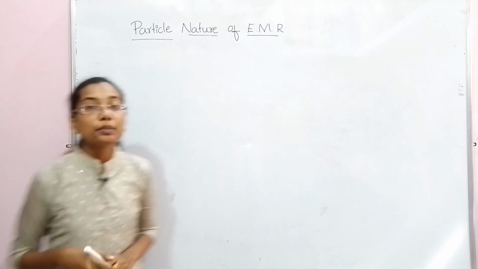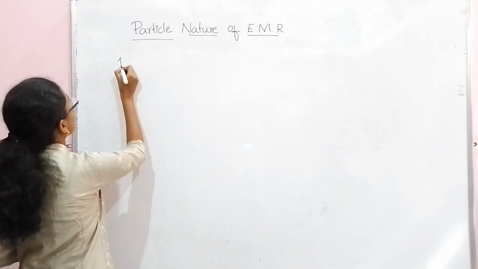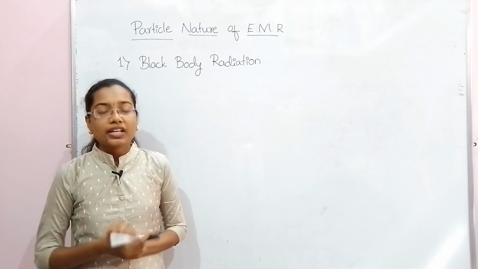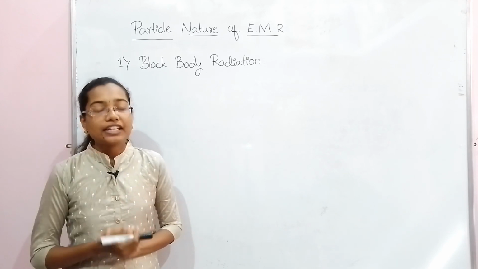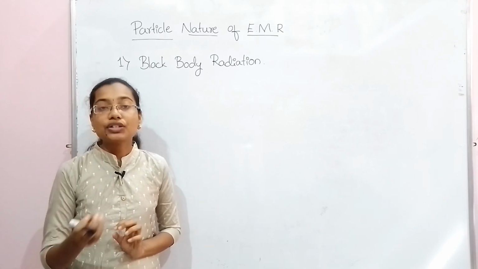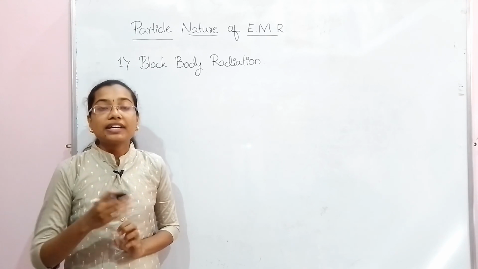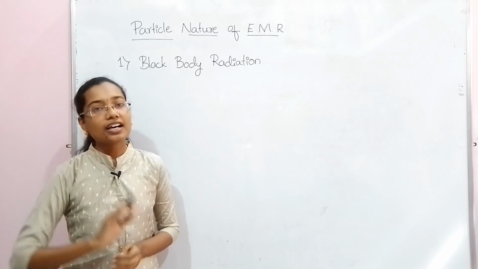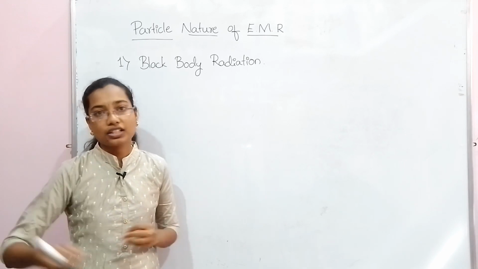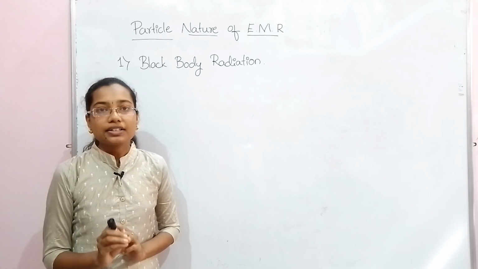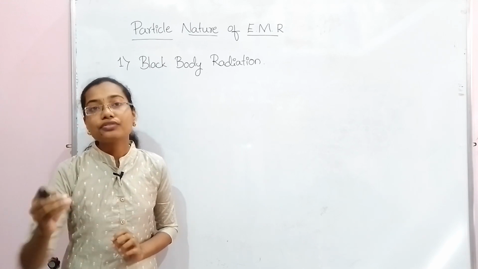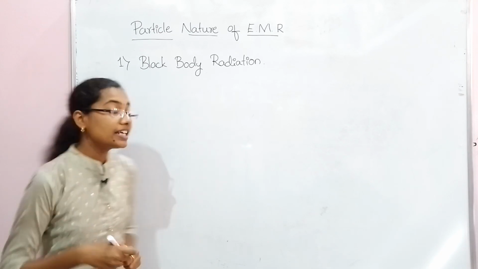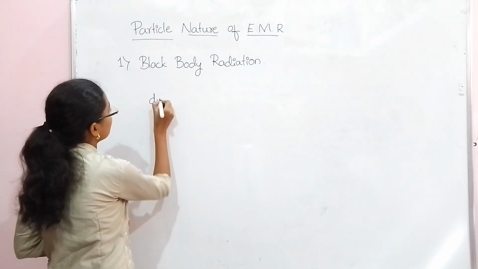Okay, the first phenomenon is black body radiation. What do you mean by black body radiation? You take any metal and you start to heat that metal. For example, take an iron rod and start heating it. Initially, what will be the color of that iron rod? That will be dull red color. Initially it is dull red color.